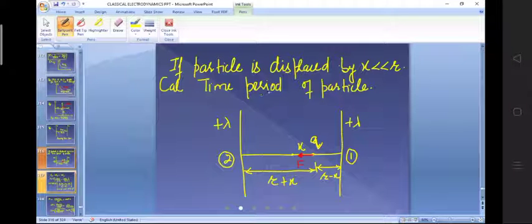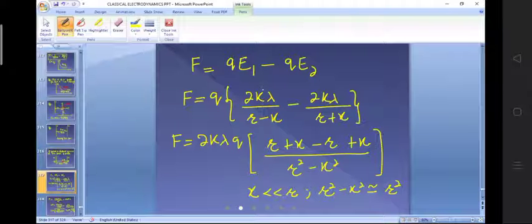Okay, so here we have calculated the force. There are two forces, anti-parallel to each other and unequal in magnitude, so that's equal to QE1 minus QE2. Then we can play with this equation, and finally we can impose this condition here as well. We have to impose this condition.